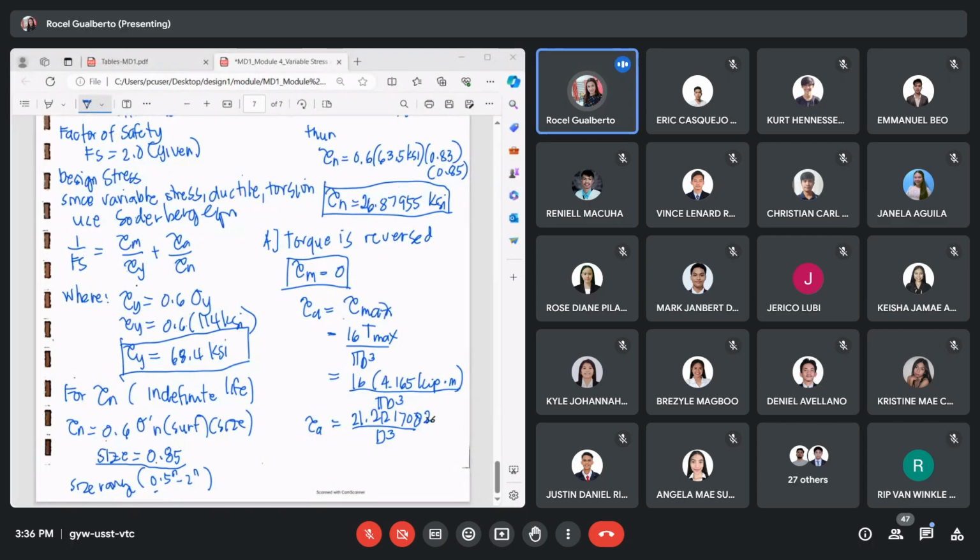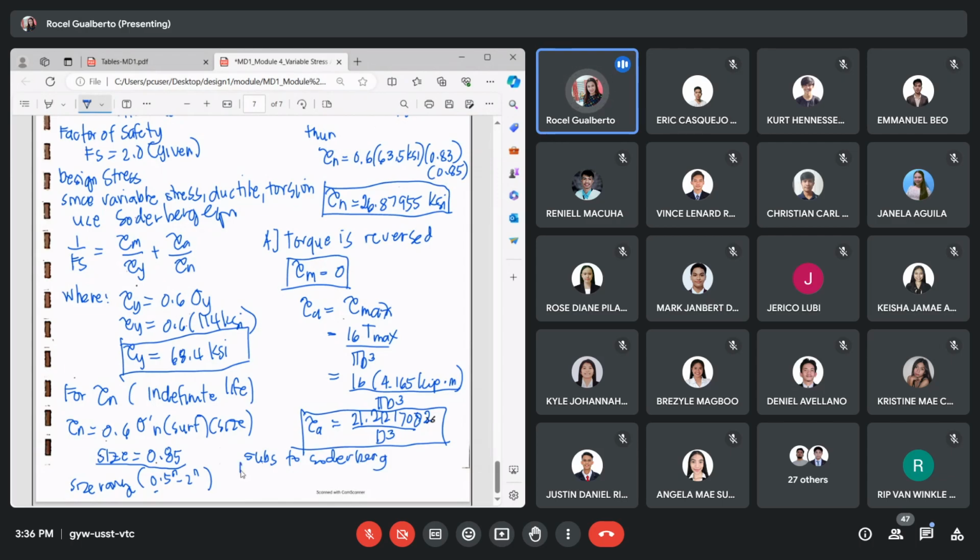Okay, so for tau a, we arrive at 21.21211708 over d cube. So this is the value of your tau a. So we have now completed the components of your Soderberg equation. So let us now substitute to Soderberg to obtain the value of d.